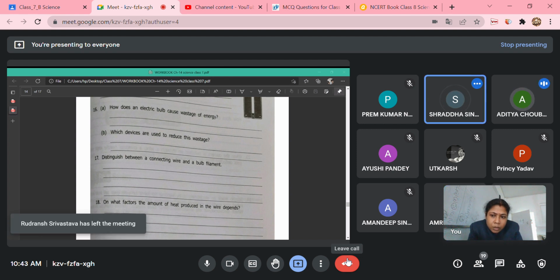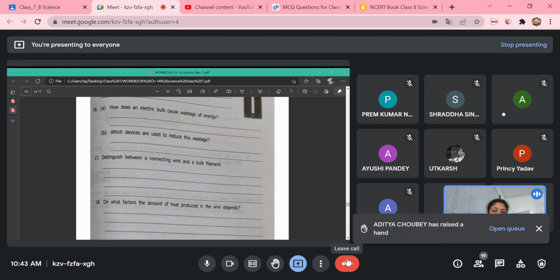Next question, on what factors does the amount of heat produced in the wire depend? Yes, Aditya. Ma'am, the amount of heat produced in the wire depends on the material of the wire, the length of the wire, and the radius of the wire also, thickness also. Yes, okay. So it depends on the length. Very good. It depends on the material and on the thickness or the radius of the wire.